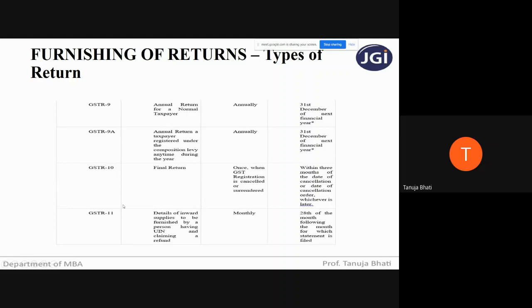Next, GST 11 is a return to be filed by persons who have been issued the unique identity number. This is nothing but details of inward supplies to be furnished by a person having UIN and claiming a refund. So if any person is issued a UIN, he is required to file the return.